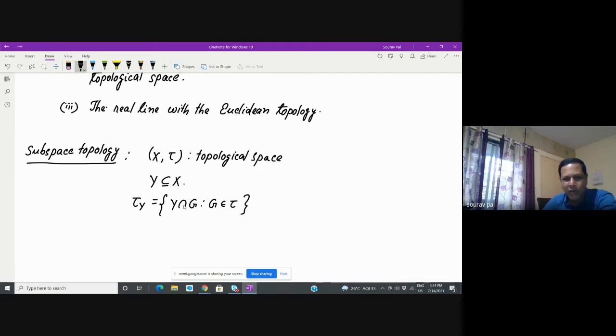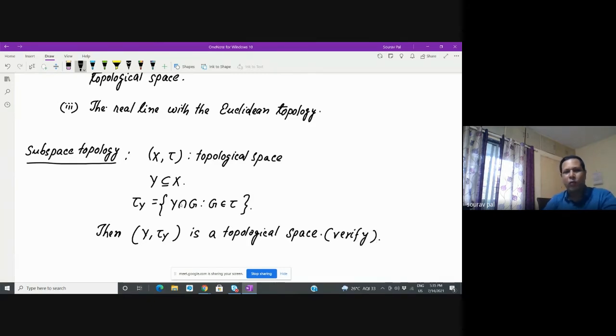Meaning, what we are doing is the following. We are considering all open sets, meaning all members of tau, and we are taking their intersection with the given subset. This collection, one can verify easily, is a topological space, tau_Y. Please verify this. There is nothing to verify at all.